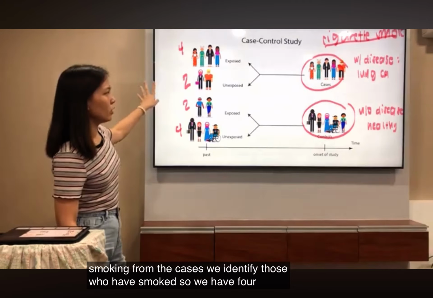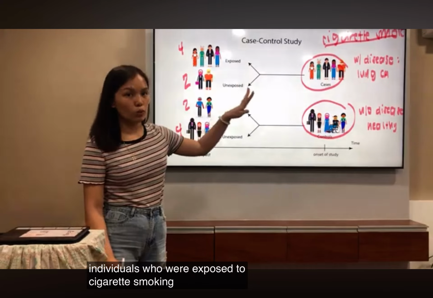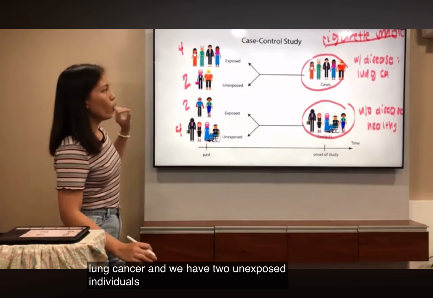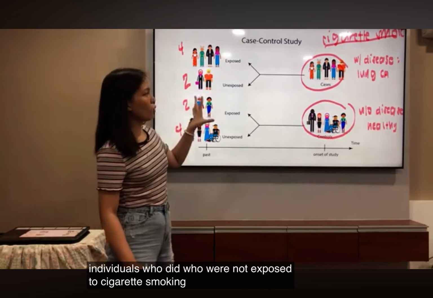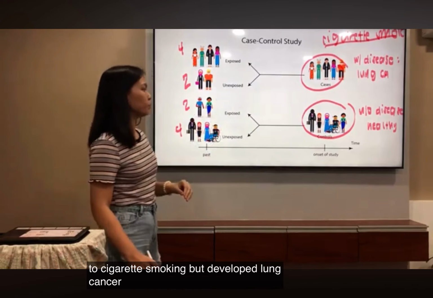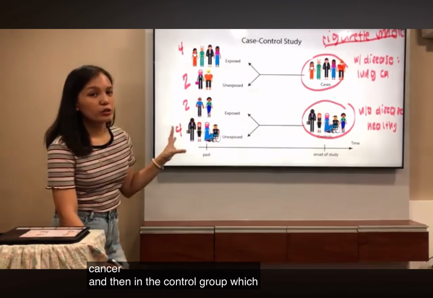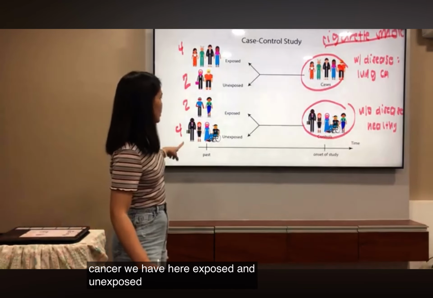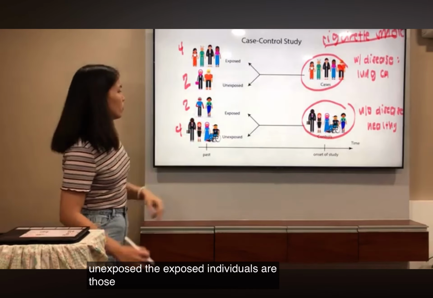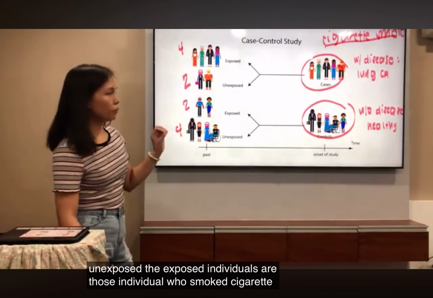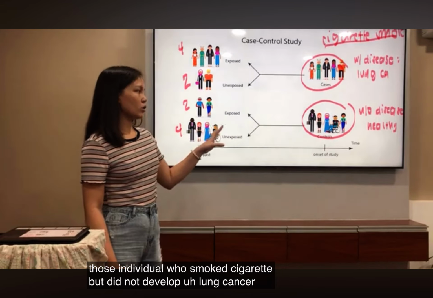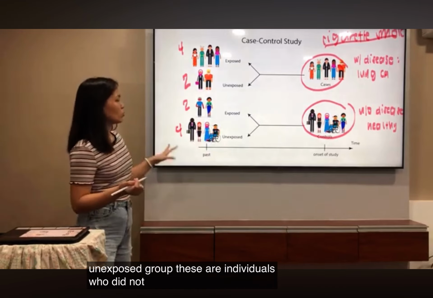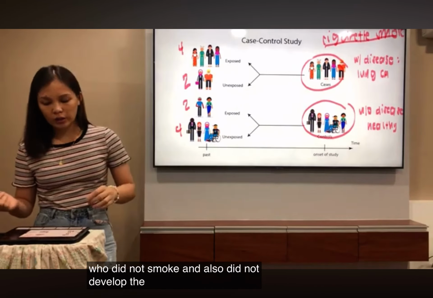So we have 4 individuals who were exposed to cigarette smoking and have developed lung cancer, and we have 2 unexposed individuals who were not exposed to cigarette smoking but developed lung cancer. And then in the control group, which is a group of healthy people without lung cancer, we have here exposed and unexposed. The exposed individuals are those individuals who smoked cigarettes but did not develop lung cancer, meaning they're healthy. And then for the unexposed group, these are individuals who did not smoke and also did not develop the disease.